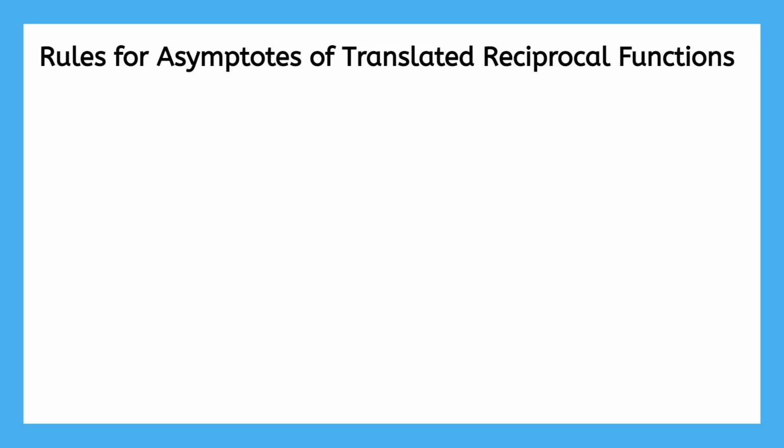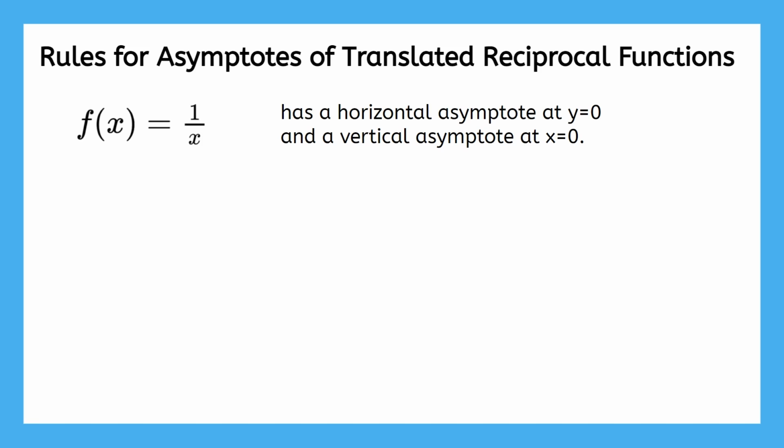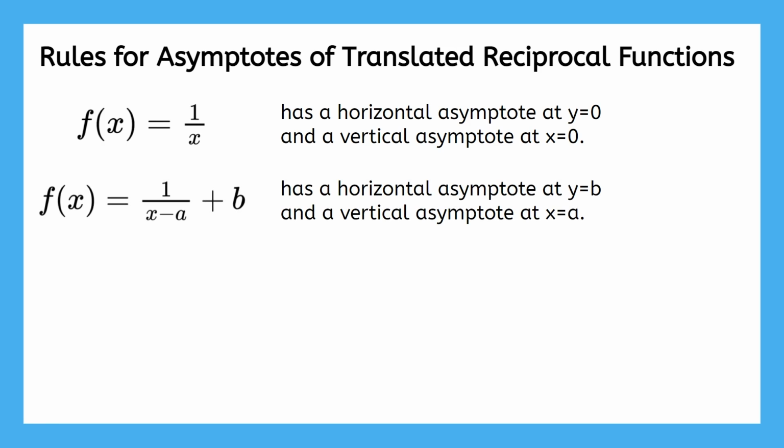Before we move on to examples, let's review the rules for asymptotes of translated reciprocal functions. The parent function, f of x equals 1 over x, has a horizontal asymptote at the line y equals 0 and a vertical asymptote at the line x equals 0. The function 1 over the quantity x minus a, plus b, has a horizontal asymptote at y equals b and a vertical asymptote at x equals a. Notice that this equation has minus a for a vertical asymptote at x equals positive a. We take the opposite sign to find this vertical asymptote.